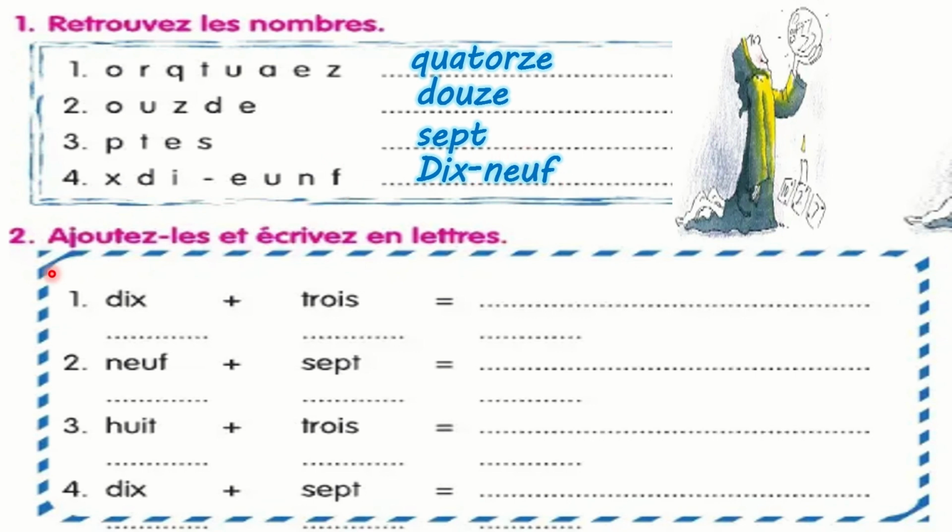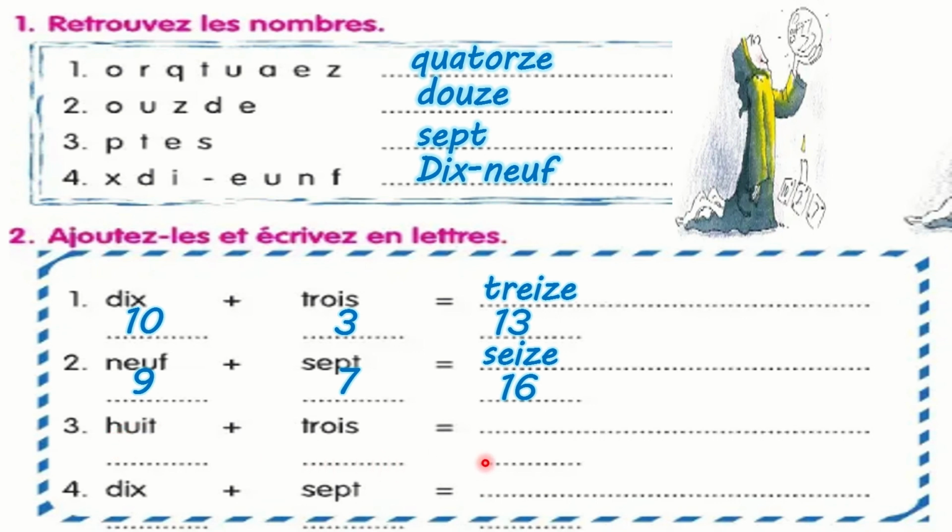Now let us move on to the next question, that is question number 2, ajoutez-les et écrivez en lettres. That means add them and write in letters. So do remember, plus means plus and égale means equal to. So first we have 10 plus 3 égale, that means 10 plus 3 equals 13, which is 13. Then we have the next one, that is 9 plus 7, that means 9 plus 7 equals 16, which is 16.